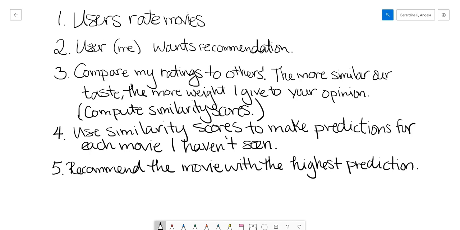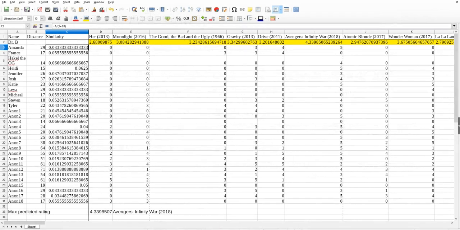The step-by-step process. First, we had to have everyone rate the movies. That happened as of Friday. Then I'm seeking a recommendation for myself. I had to compute the similarity scores and then use those scores to weight your ratings in order to make predictions for the movies I haven't seen. And once we've done that, we find the highest predicted rating. That's the movie that I'm most likely to enjoy.